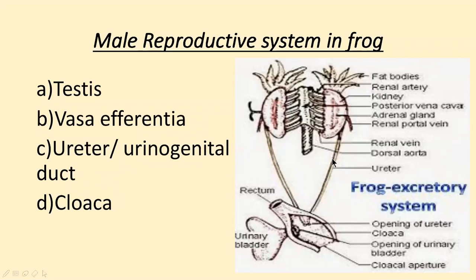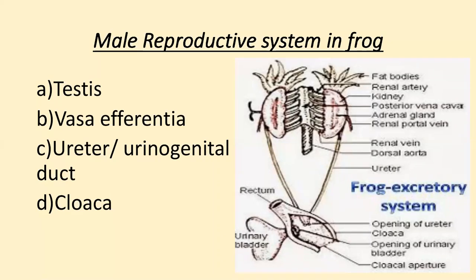Why is it called that? I told you, because it is performing two functions. These sperm pass out and come into the next organ, which is called the cloaca. When a very large number of sperms are gathered here, they exert a pressure on the aperture, and the cloacal aperture opens, and these sperms pass out.